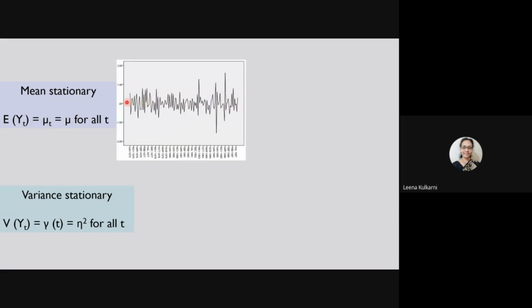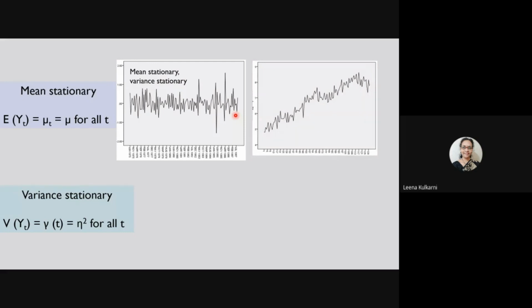So in this data set, which is one of the graphs that we have seen previously, the values are around the same mean, which is zero, and the magnitude of the fluctuations across all the time points is also the same. So this data set can be considered or treated as mean stationary as well as variance stationary. Now, can anyone tell me whether this second graph that we are seeing on the screen is mean stationary or variance stationary?